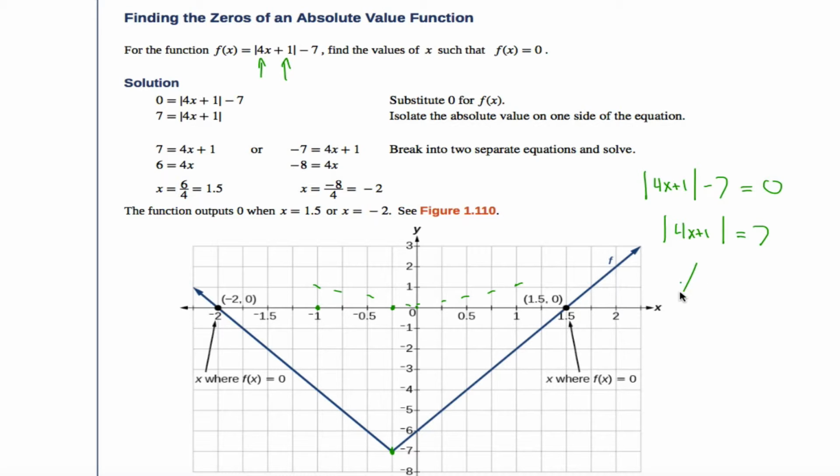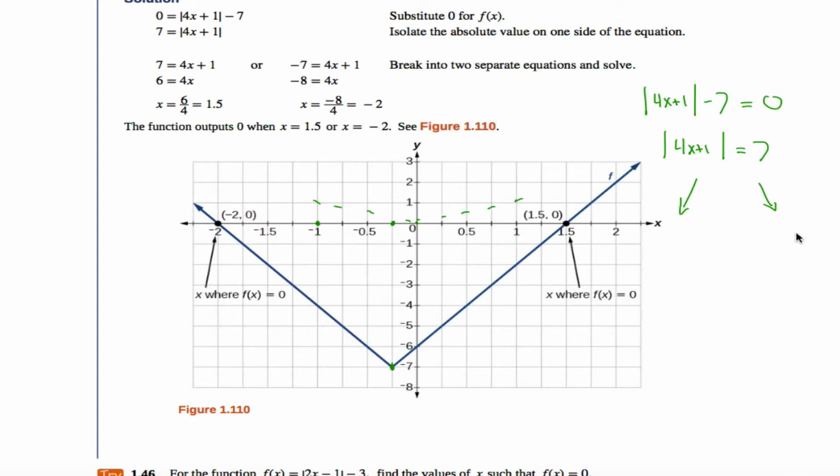A lot of people at this step just memorize what you do next. I like to talk through why it works. I'll leave it up to you how much you want to memorize and how much you want to understand. What I'm saying is that the absolute value of this unknown thing right here equals 7. So from there, I can figure out what this unknown thing is. This 4x plus 1, I can figure out what it is.